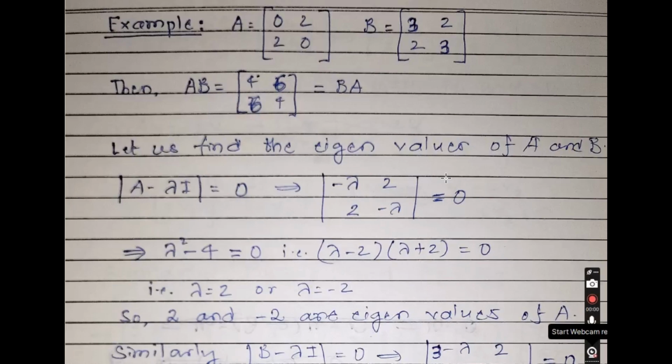So now we have already seen how we can simultaneously diagonalize two matrices. Now let us see an example of it. Here we have matrix A: 0 2 2 0, and matrix B: 3 2 2 3. You can easily notice that AB is the same as BA, as shown here. Now we want to diagonalize these matrices simultaneously.